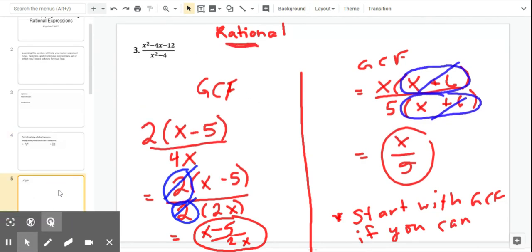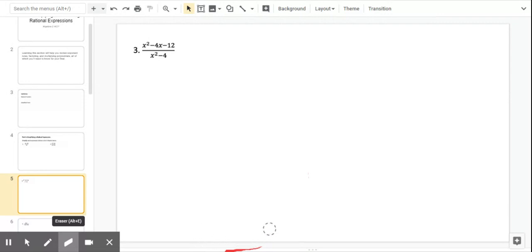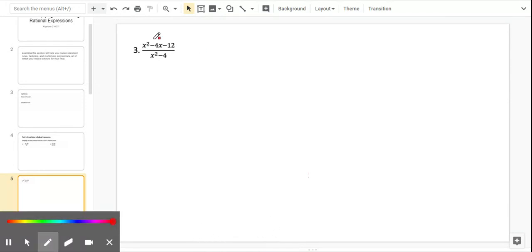All right, next example. This is an example where GCF will not get you anywhere, because if we're looking at the numerator, we have x squared minus 4x minus 12. Those three terms do not have something all in common. And the denominator is x squared minus 4. So we don't have anything in common there.